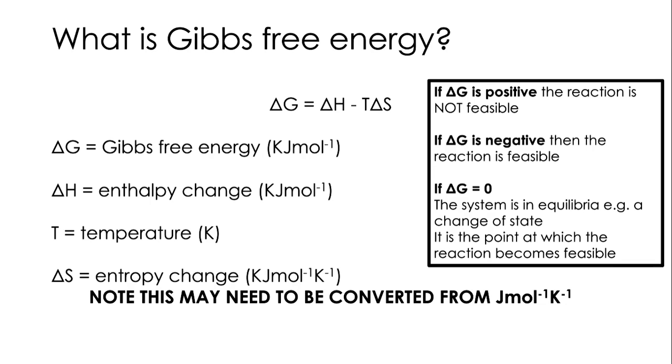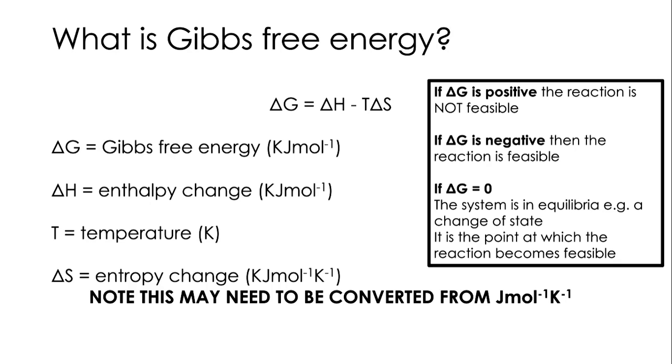The value of Gibbs free energy is useful because it tells us whether the reaction is feasible or not. If delta G comes out as positive, then the reaction is not feasible, so it's not going to happen. If the change in Gibbs free energy comes out as negative, then the reaction is feasible. And then you've got this in-between state. If delta G is 0, that means the system's in equilibrium.